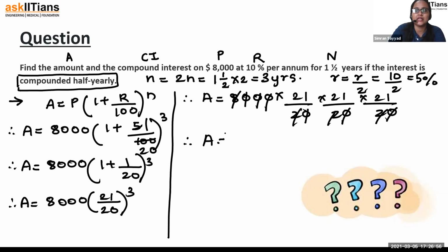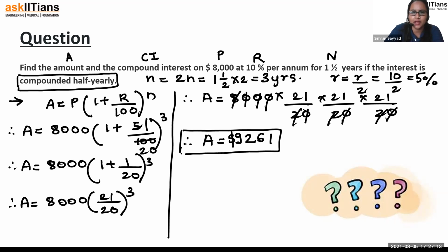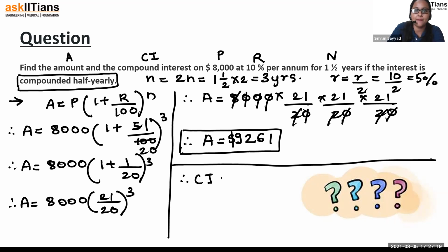Simply, you have to get the cube of 21. I have calculated it, and the cube of 21 is nothing but 9261. So this is your amount, and from the amount you can quickly get the compound interest. Therefore, compound interest is equal to amount minus principal.